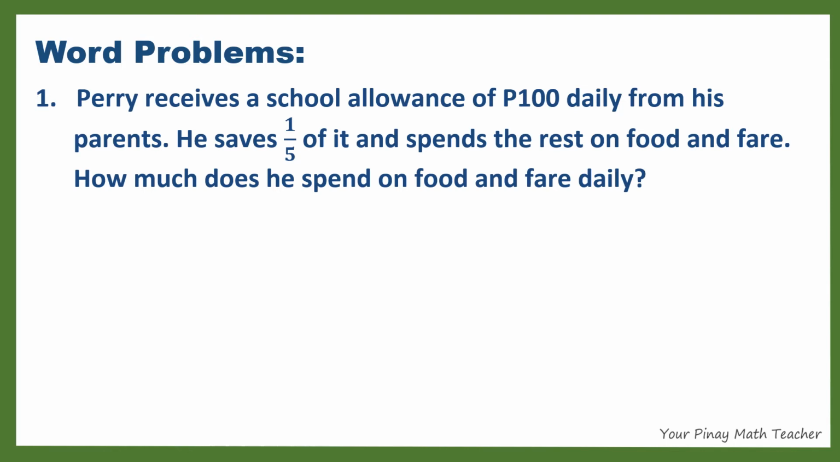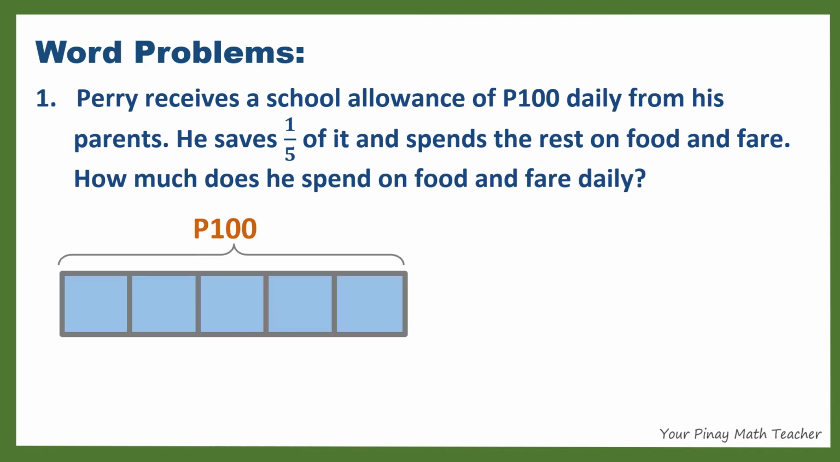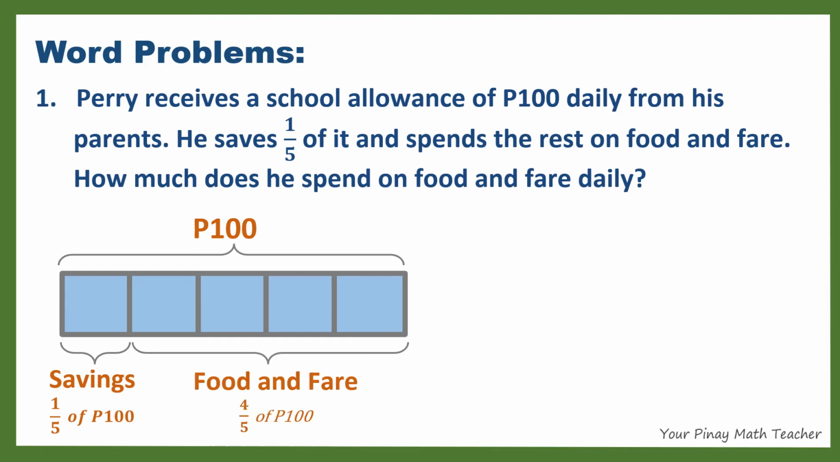Let us solve this problem using illustrations. So we have here the whole school allowance of Perry, which is 100, divided into 5 equal parts because of the fraction 1/5, 1 out of 5. So 1 out of 5 is saved. And then the rest, which is 4 out of 5, 5 minus 1, 4, so 4/5 of 100 is spent on food and fare daily.